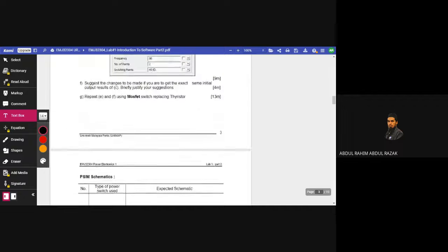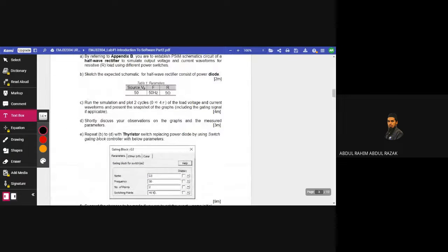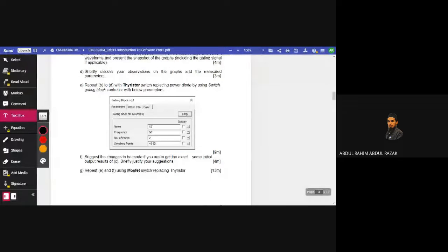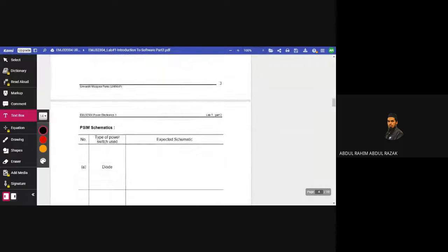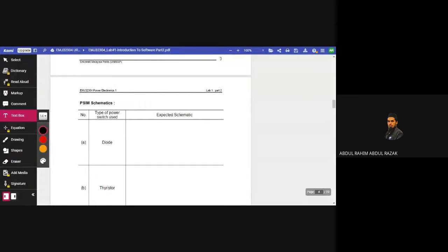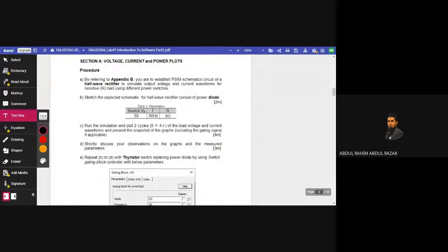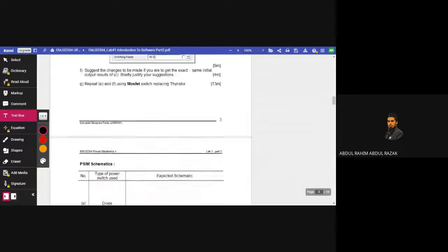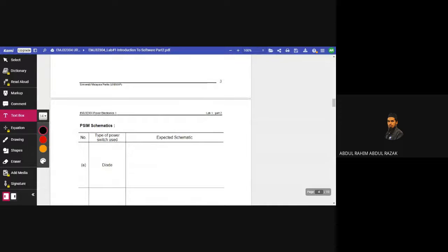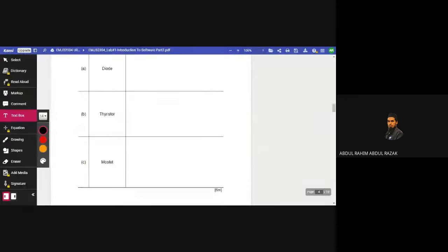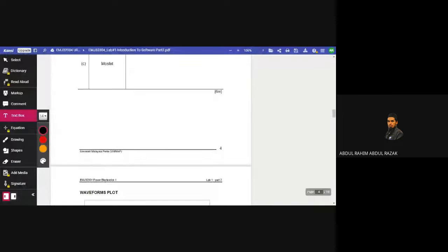Expected schematic for the diode, the source is the same, 50 Hz. You use a 5 ohm resistive load. Then run for the diode. You put the load, you put the source, then between the load and the source is your diode. How many cycles do you run? 2 cycles. Okay. So the previous circuit, you just put in your diode, put in with control, put in your MOSFET with control. So you simulate and show me the result in 5 minutes.